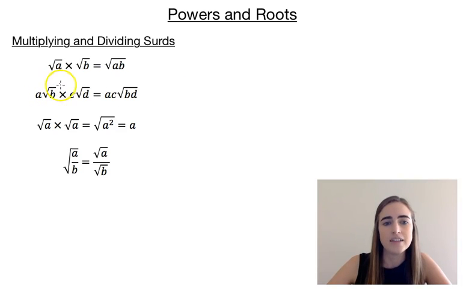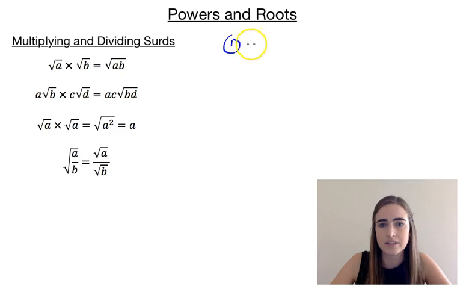If we had a root b times c root d, then we're going to multiply the numbers out the front, and we're going to multiply the numbers underneath their square root signs. If we had the square root of a times the square root of a, that would be the same as the square root of a squared, and it just gives us a. And lastly, if we had the square root of a over b as a fraction, it's the same thing as taking the square root of the numerator divided by the square root of the denominator. So let's have a look at a few examples.